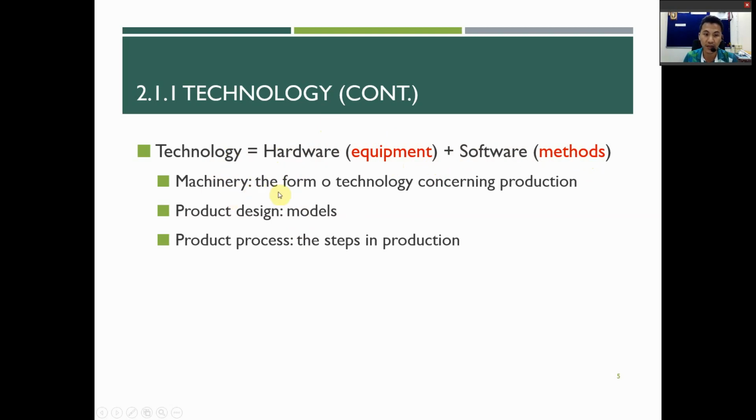First one is machinery, which is the form of technology concerning production for the most part. The second one is product design, which is models in general. And the last one is the product process, which spends a lot of time looking at the steps of the production. And we have so much stuff that is relevant to this kind of technology. So let's go into the detail of one of these.